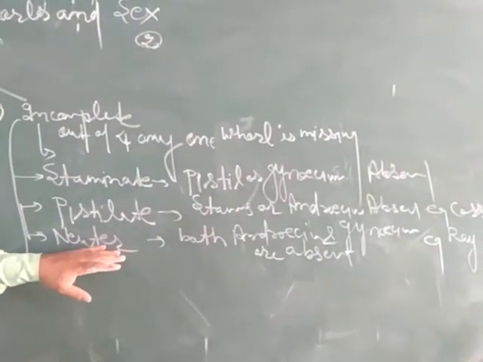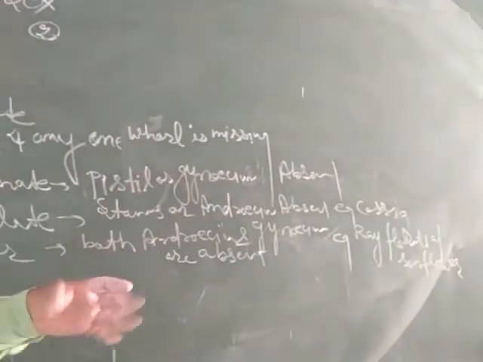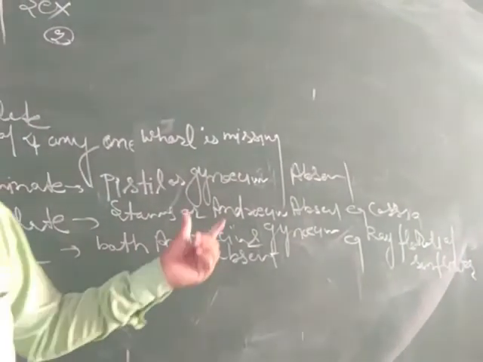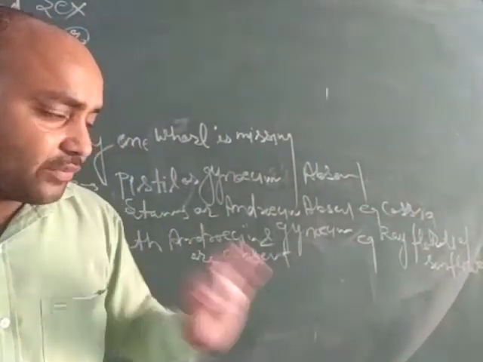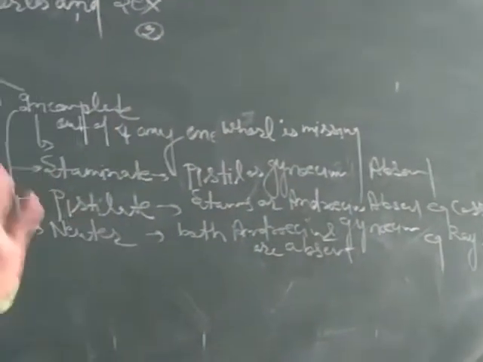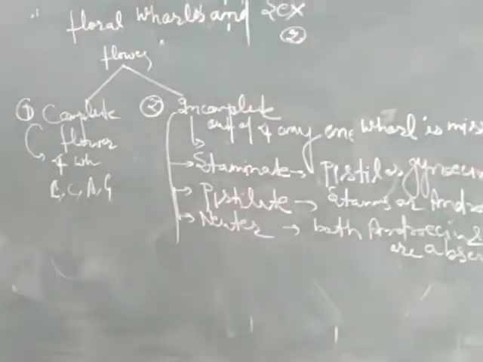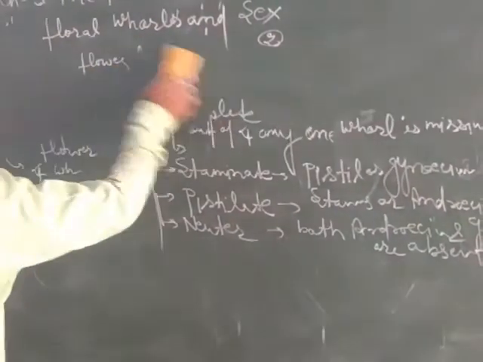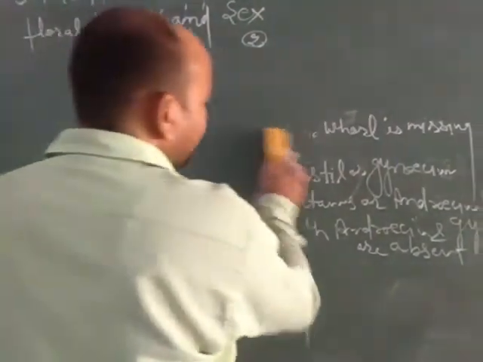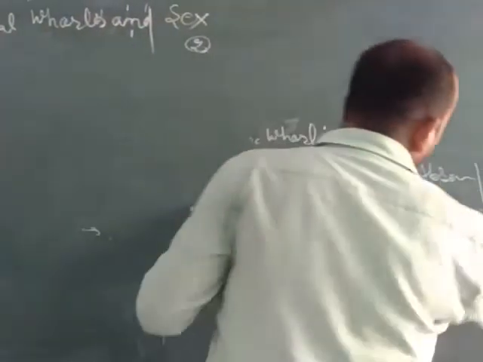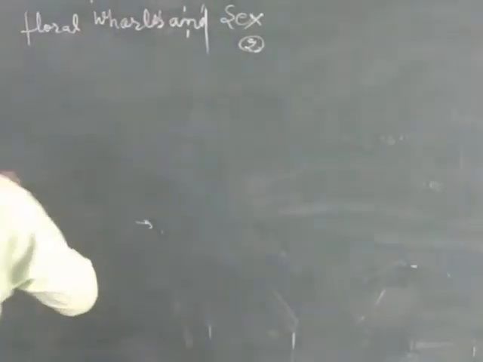Neuter condition is when both androecium and gynoecium are absent. When the androecium and gynoecium of a flower are absent, such as the ray floret of a flower, the flower is called neuter. Now the next point of this part: on the basis of whorls, flowers are bisexual or hermaphrodite.